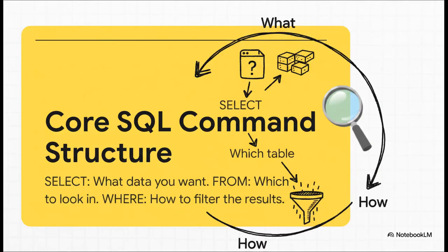And this right here, this is the core structure of pretty much every basic command. It always follows this logical order. You select what data you want, you say from which table to look in, and you tell it where to filter the results. Just remember that simple flow, what, which, and how. If you get that, you can build almost any query you need.